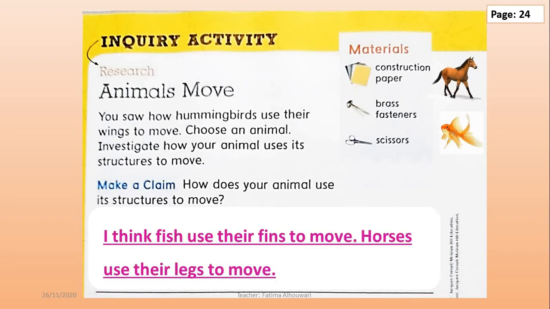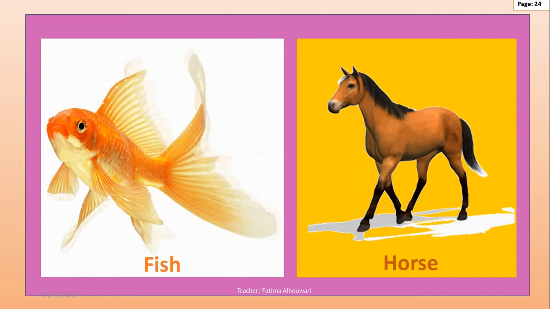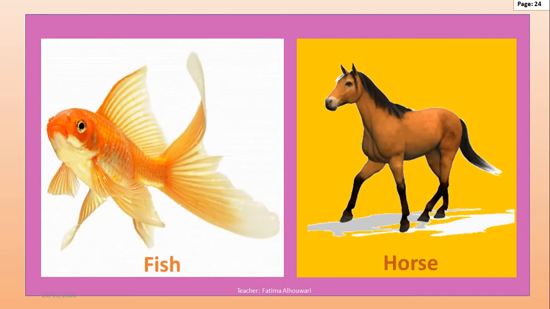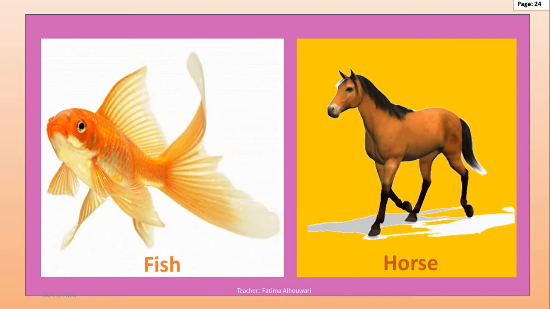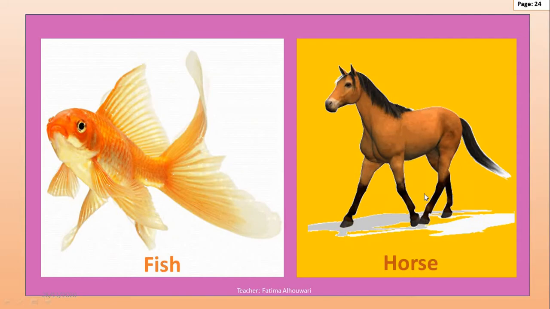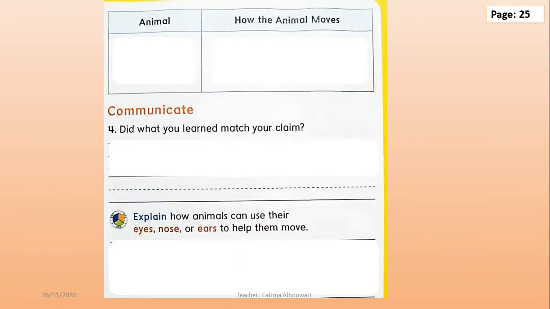Interesting. So let's summarize everything, grade 1. Fish use their fins to move. Horses use their legs to move. Grade 1, be sure to write this answer in your book. Let's see the next page. This is the horse and this is the fish. Interesting. These are the fins of the fish and these are the legs of the horse. Let's see the next page, page number 25.